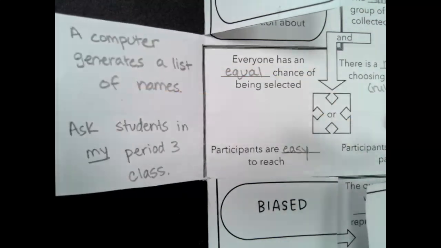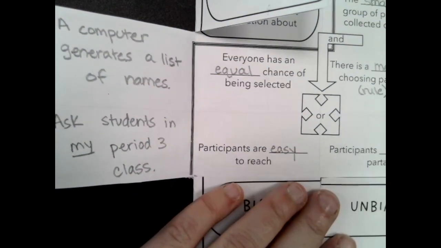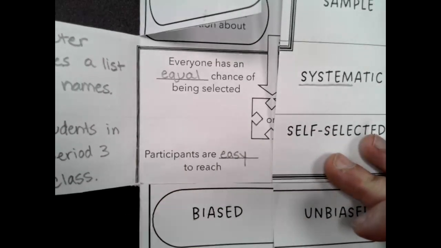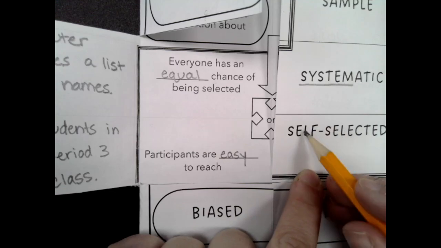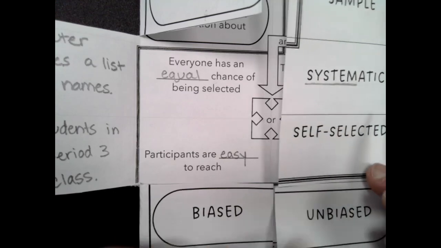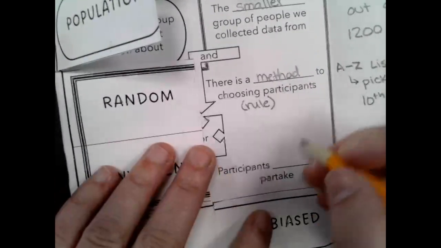All right, last one for our sample, and that is self-selected. So self-selected means that people are selecting themselves. People are choosing to do the survey. So participants choose to partake.